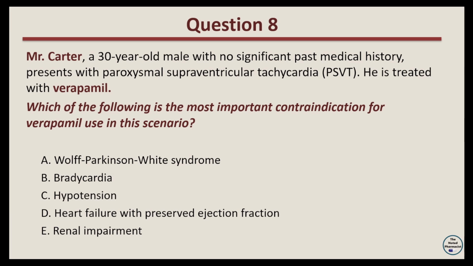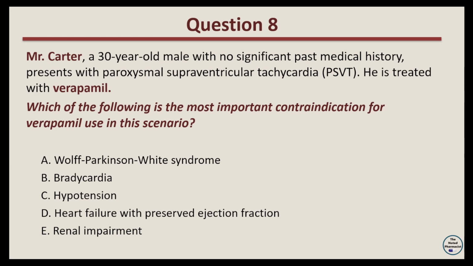He is treated with verapamil. Which of the following is the most important contraindication for verapamil use in this scenario? Option A, Wolff-Parkinson-White syndrome. Option B, bradycardia. Option C, hypotension. Option D, heart failure with preserved ejection fraction.